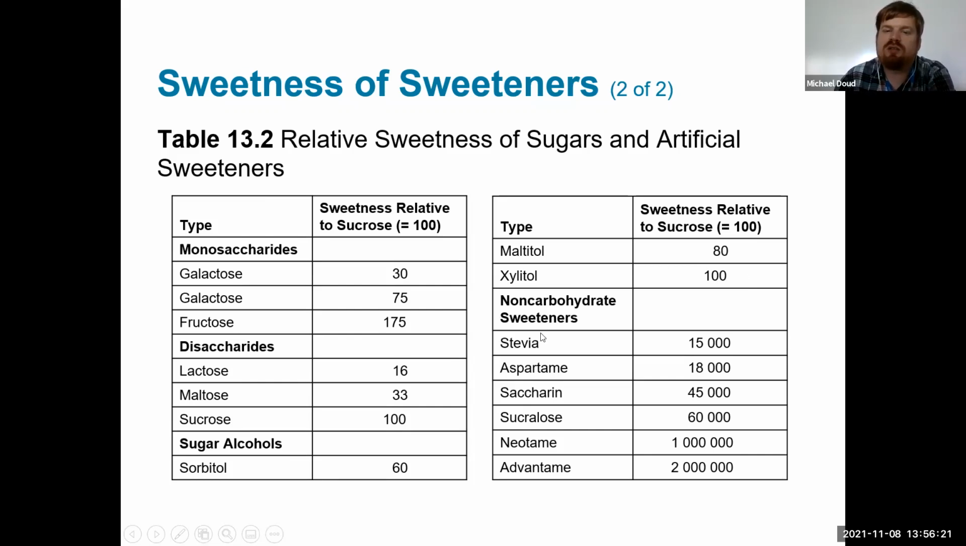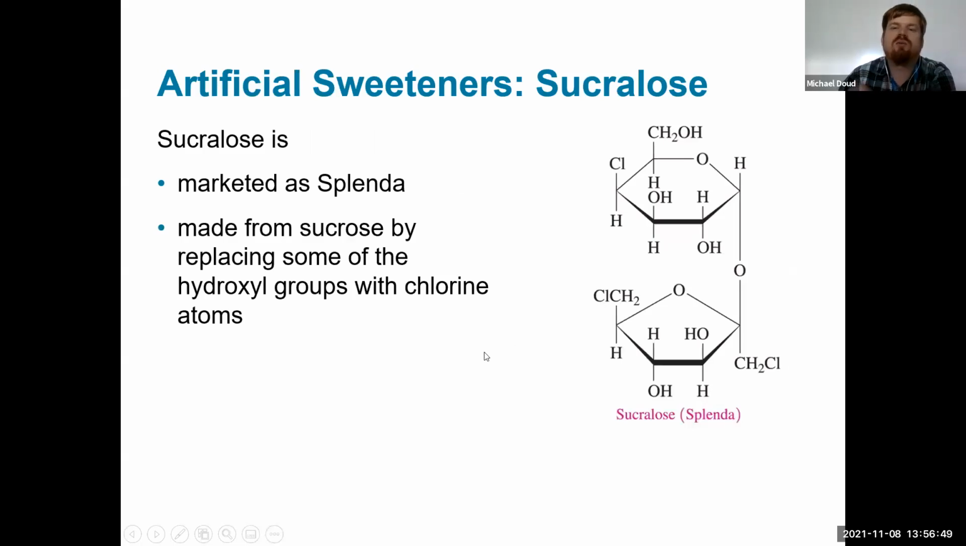Now, non-carbohydrate sweeteners are what we're going to talk about. So we had sugar alcohols, disaccharides, monosaccharides. The structures aren't necessarily related at all. So stevia, aspartame, saccharin, sucralose, neotame, and advantame. I think the most popular one right now is stevia. I feel like I hear that one a lot. Aspartame has been popular in the past. I think that was the first no-calorie sweetener that was used. Saccharin and sucralose, I've seen as well in recent times. And we'll take a look at what those structures look like here.